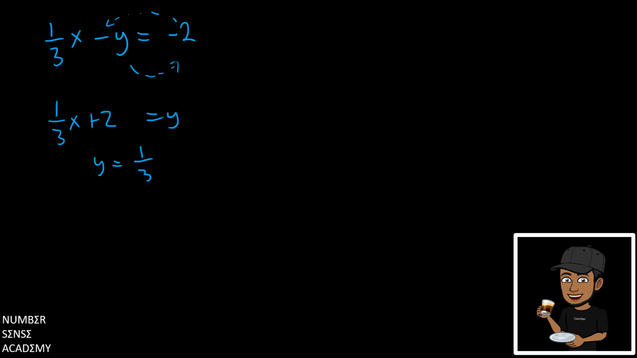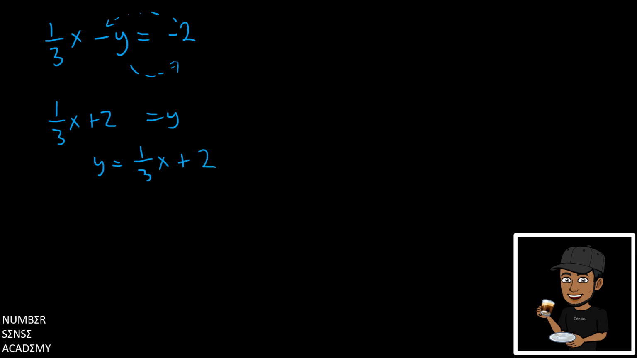Okay, let's look at another example. If I have 1/3 x minus y equals negative 2, I'm going to convert it to slope-intercept form. If I bring the y to this side, then I'll bring the 2 to that side. I'm going to end up with 1/3 x plus 2 equals y. So y is equal to 1/3 x plus 2, and this is in slope-intercept form.